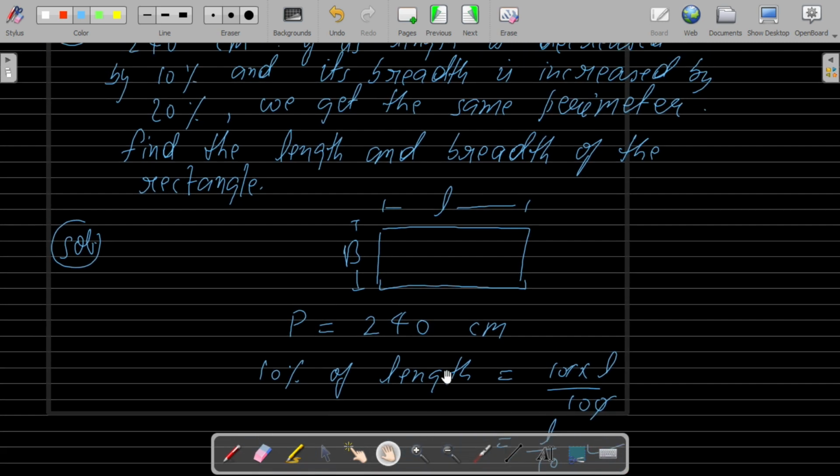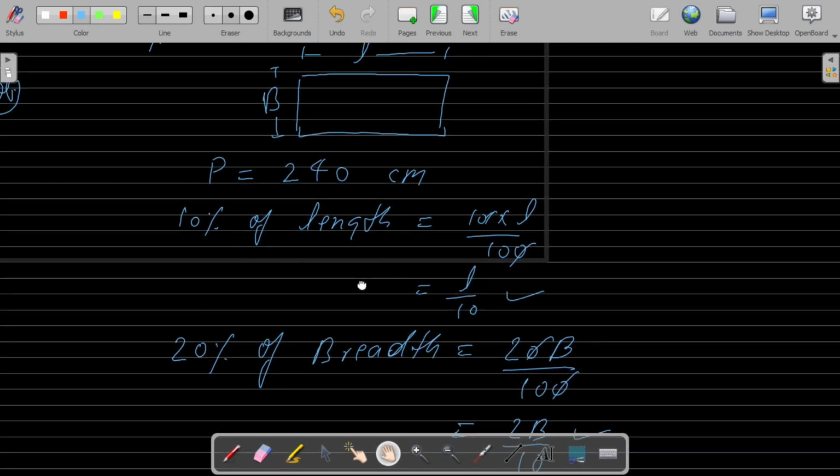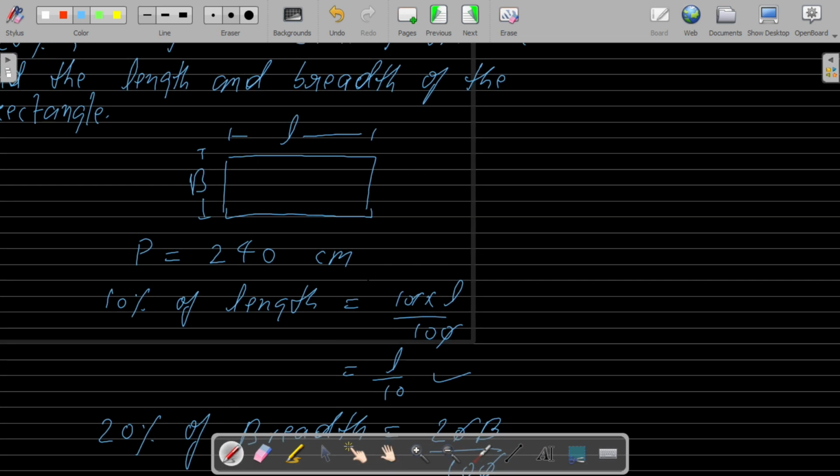So now what is it saying? Length is decreased by 10% and breadth is increased by 20%, we get the same perimeter. Find the length and breadth of the rectangle. So we have two things. First is, from P equals 240 centimeter, that means 2 into (L plus B) equals 240 centimeter.